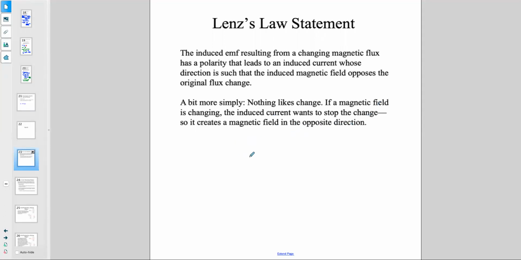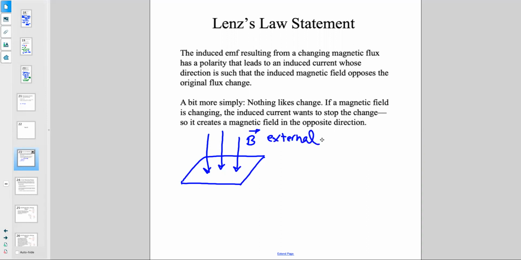Okay, so let's say that I have a loop, and I have a magnetic field, B, that is downward. This is an external magnetic field. Now, let's say that this magnetic field is getting stronger and stronger. So this B is going up. It's getting stronger, so I have an increase in the magnetic field. This will cause the flux to go up, and the flux going up will cause the EMF.